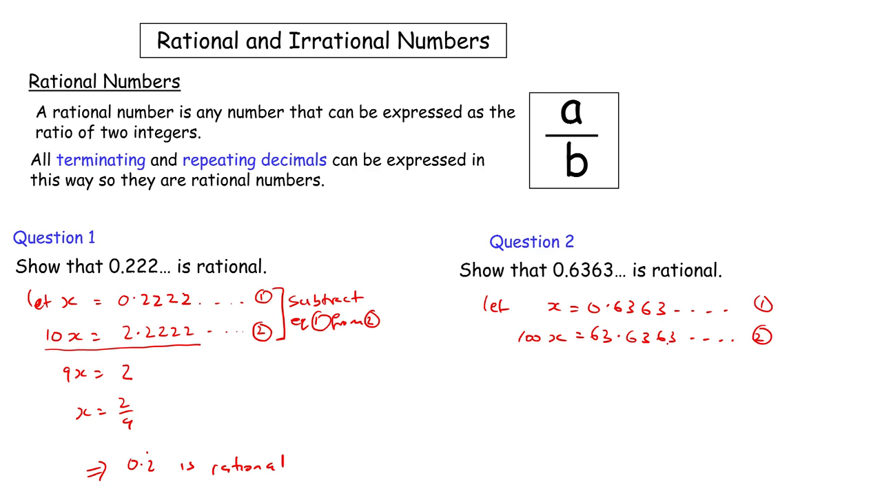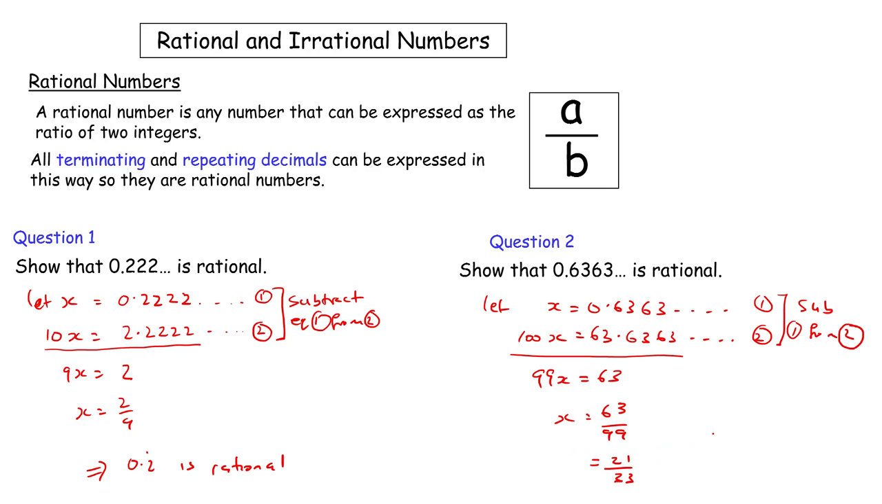That's equation 1. That's equation 2. Get rid of the decimals. I'm going to subtract 1 from 2. I've abbreviated it this time, but I think you're aware of what we're doing now. Draw a line. 100 take away 1, 99x is equal to 63. So x is going to be equal to 63 divided by 99. And see that 3 goes into both the numerator and the denominator. So divided by 3, I get 21 divided by 33.